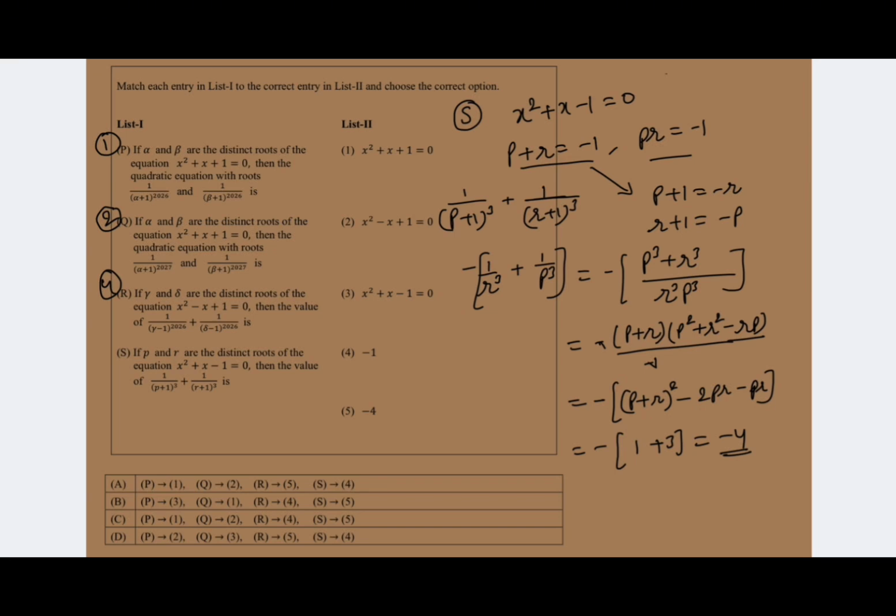Therefore, S matches with item number 5 of the second list, and we can see that our option C is the correct option. I hope you enjoyed this solution.